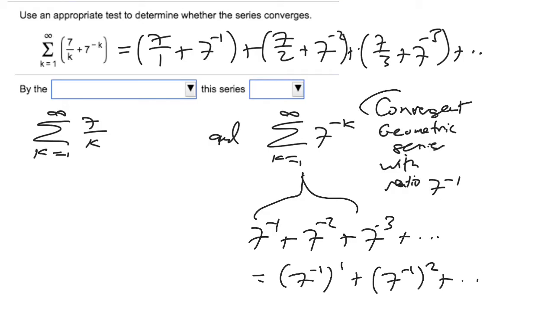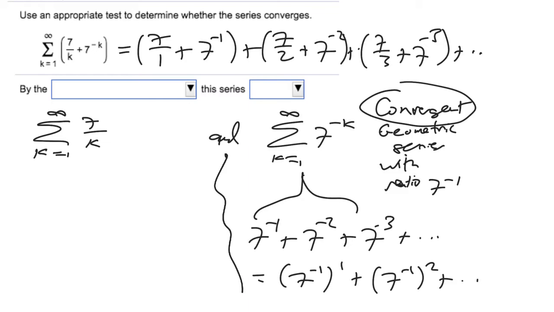And if it helps to know, we actually know what that sums to, because we know the common ratio is 7 to the minus 1, and the first term is 7 to the minus 1. So remember, our geometric series formula for convergent geometric series is based on the first term and the common ratio. So we 100% know what's happening with the right-hand side, this sigma on the right.